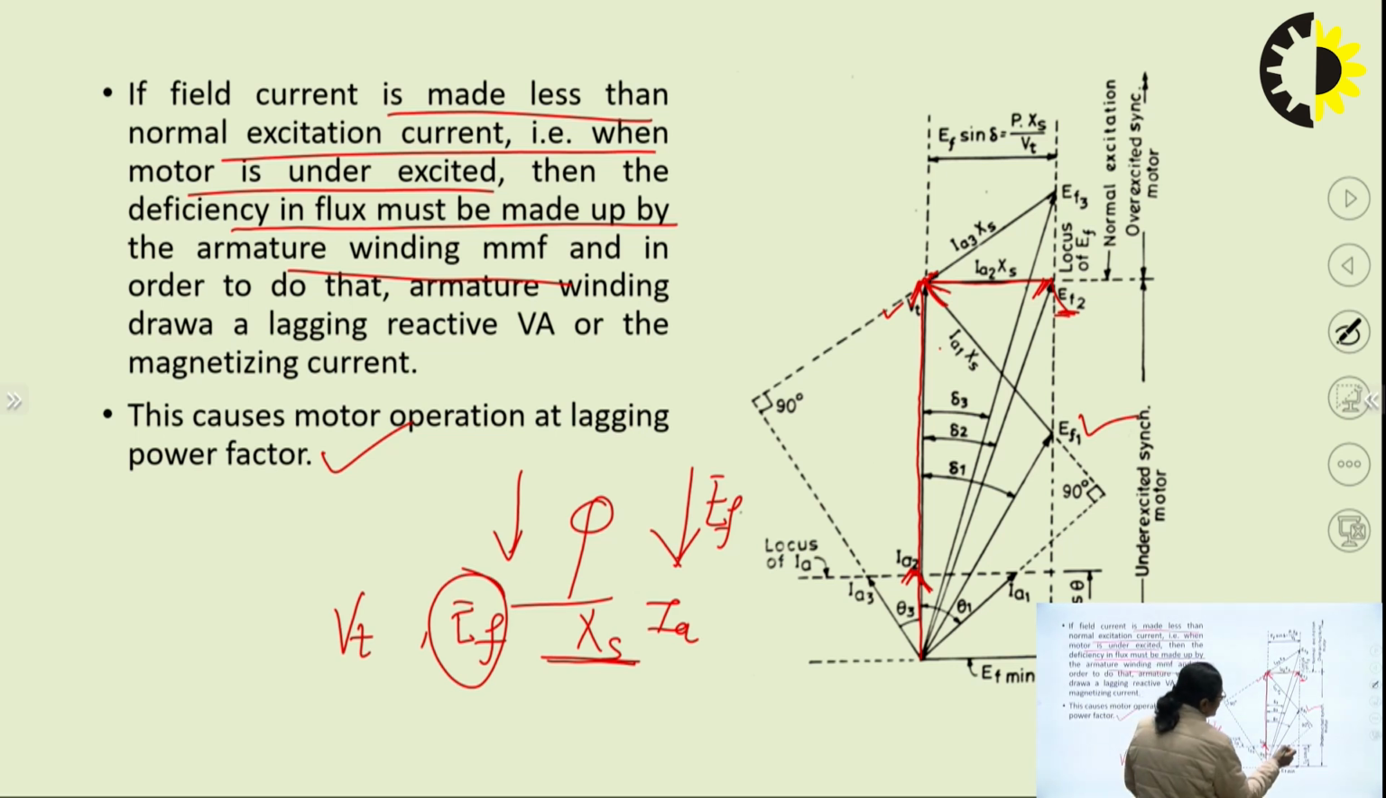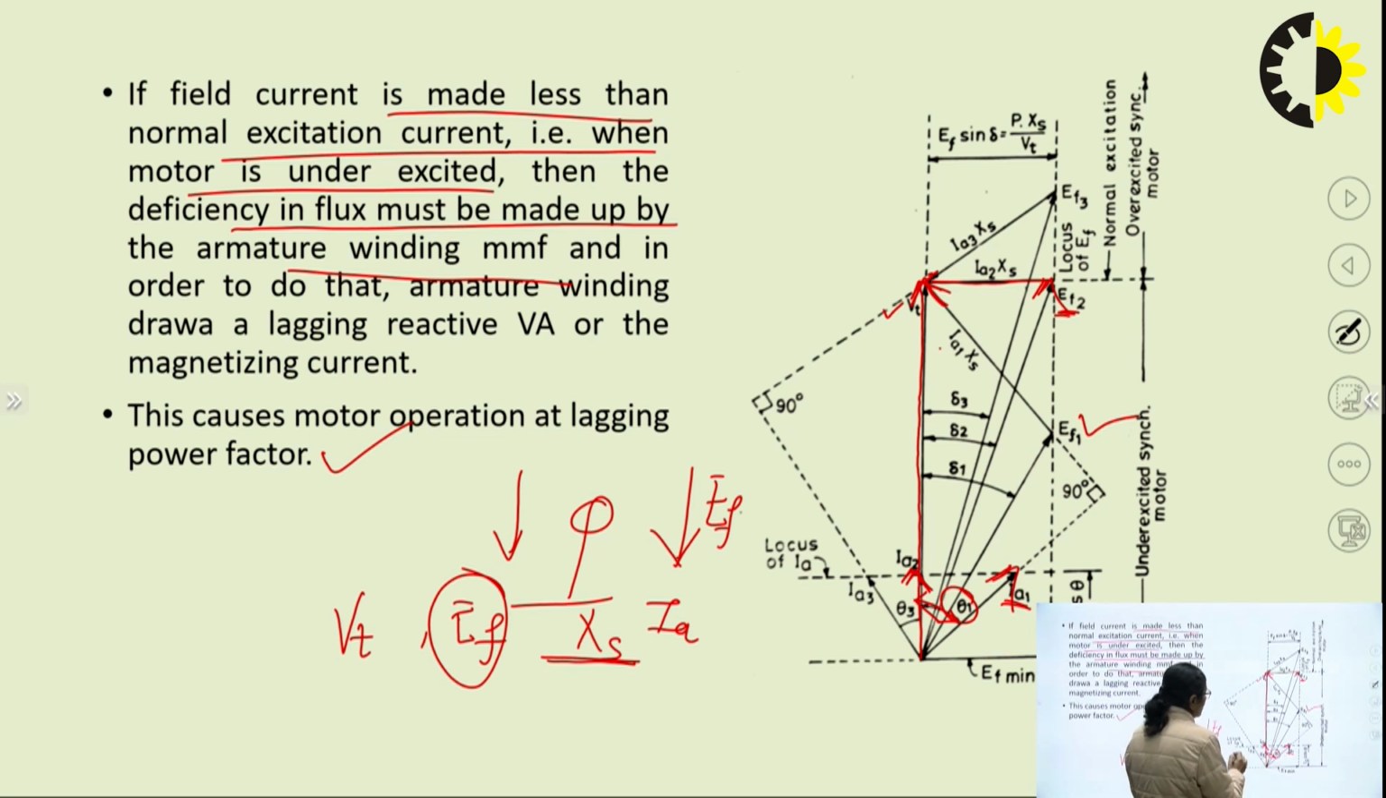So, under these conditions, it can be seen that the current flowing in the armature got increased to a level of IA1. You can very well see that the magnitude of IA1 is more than the magnitude of IA2. Under these conditions, the current is flowing at a lagging power factor, and that power factor angle is theta 1, right? Now, let us consider the third case.